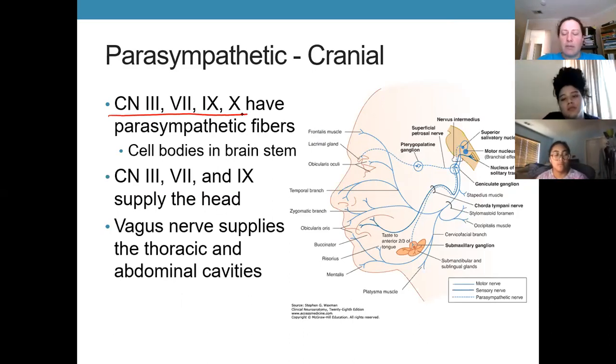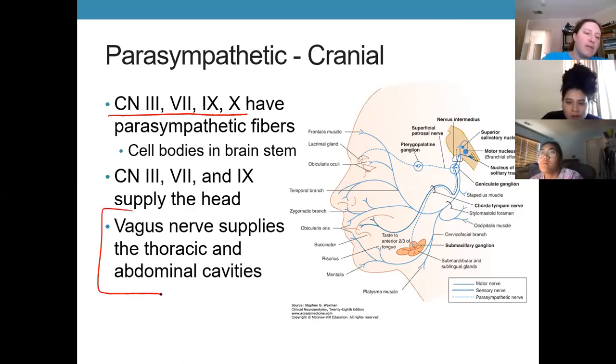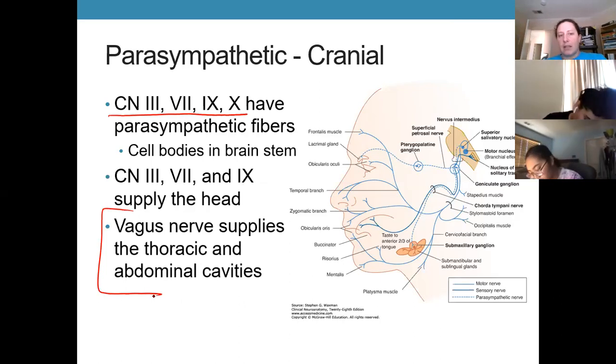3 out of 4 supply stuff in the head, because remember, the cranial nerves are just about the face, right? So the vagus nerve is the only one that leaves the head. It goes down and supplies the parasympathetic innervation for all the thoracic and abdominal organs. So for example, we have ganglia in our eyeballs for the parasympathetic fibers that innervate our tear glands and stuff like that, as well as our muscles inside our eyes that dilate and constrict our pupils. There's a bunch of them near our salivary glands because there's going to be parasympathetic input there too.